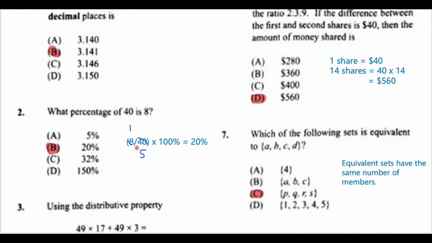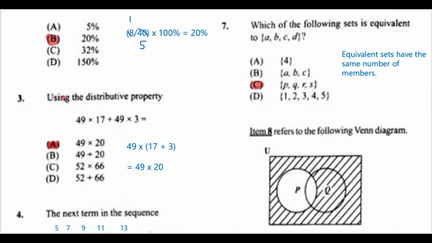Right, number 2, what percentage of 40 is 8? As you know, it's 8 over 40 by 100. 8 into 40 is 5, and 1/5 as a percent is 20%. And that is B.